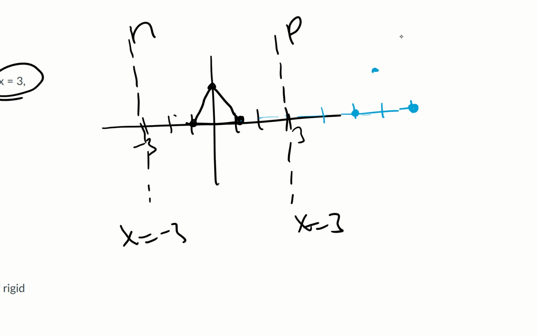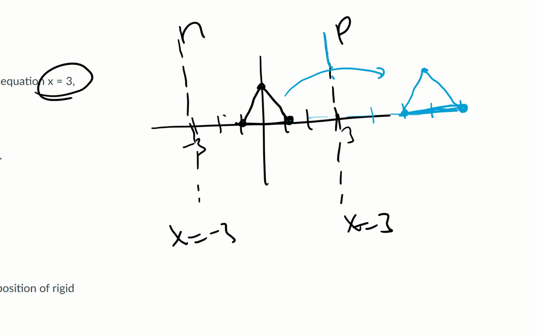And then this would be right here. So this is how it would look if we reflect it about P. Now we're going to reflect it about, so this is the mirror for that. Now we're going to reflect it about N. Okay, so we're going to do this motion, flip it.